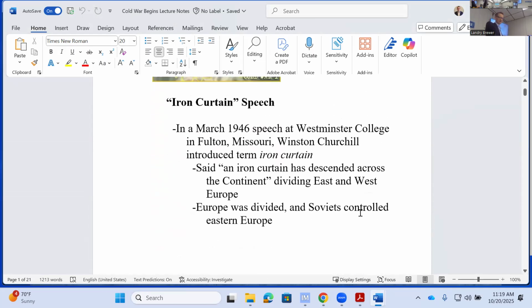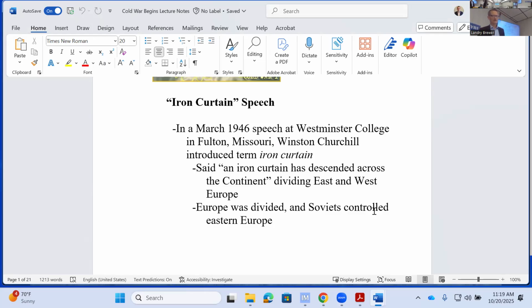Iron Curtain speech. March 1946, former British Prime Minister Winston Churchill delivered a speech in President Truman's home state of Missouri, in the city of Fulton, Missouri, at Westminster College. And in that speech, in March 1946, almost a full year after the war ended, Churchill introduced the term Iron Curtain.